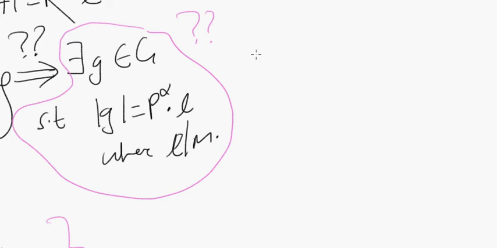So, how are we going to show that there's an element whose order is p to the alpha times L, is the question. In what ways can we show this? So before we're on a trajectory, maybe it will help us. It's uncertain what's going to happen, but hence the exploration.